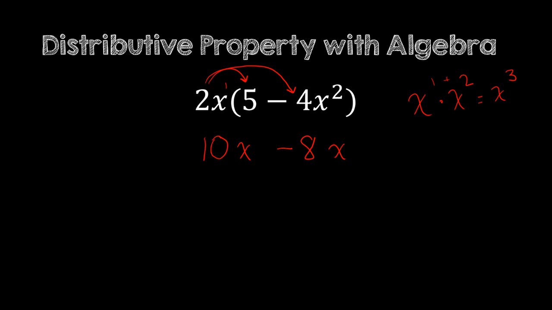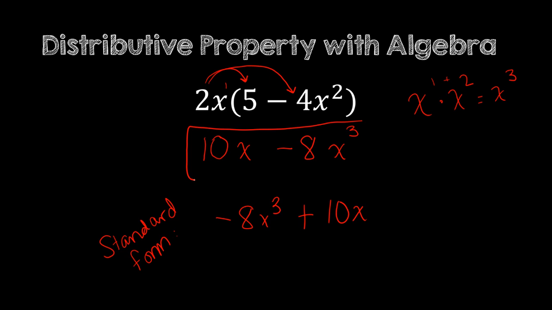Think of it this way. I have one x here, and I have two x's here, so 1 plus 2 is 3. If, again, you wanted to put it in standard form, we would put -8x to the third first, then plus, because 10 is positive, 10x. This, however, is perfectly correct.